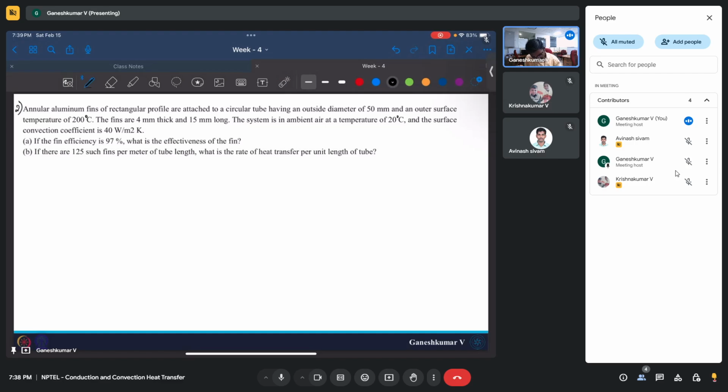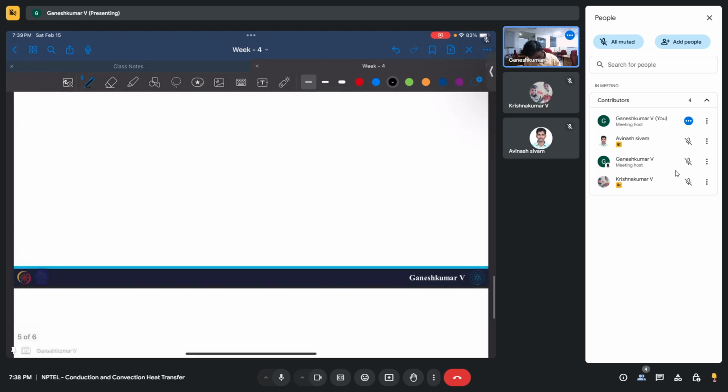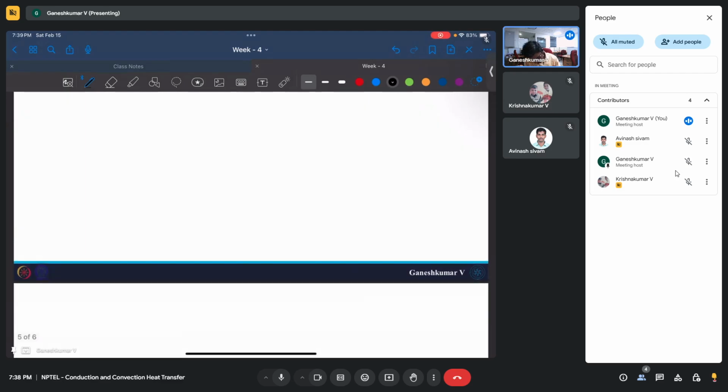Maybe I will draw the diagram so that it will be even more clear. So since it's circular, I'm again going to draw a center line. Okay, and then this is your circular tube.